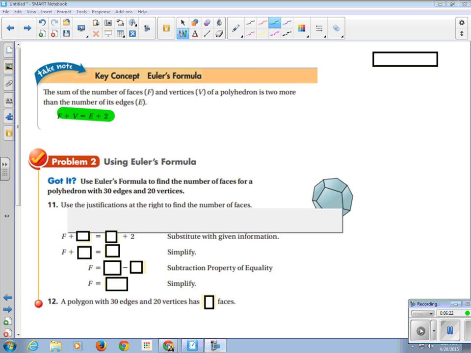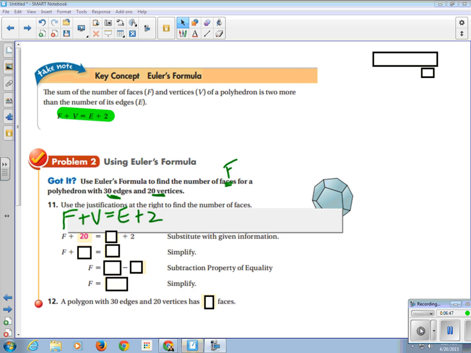All right, so if we were to use Euler's formula to find the number of faces for a polyhedron with 30 edges and 20 vertices, we're going to start with our formula F plus V equals E plus 2. How many V's do we have? How many vertices? 20. How many edges do we have? 30. 30 plus 2 is 32.